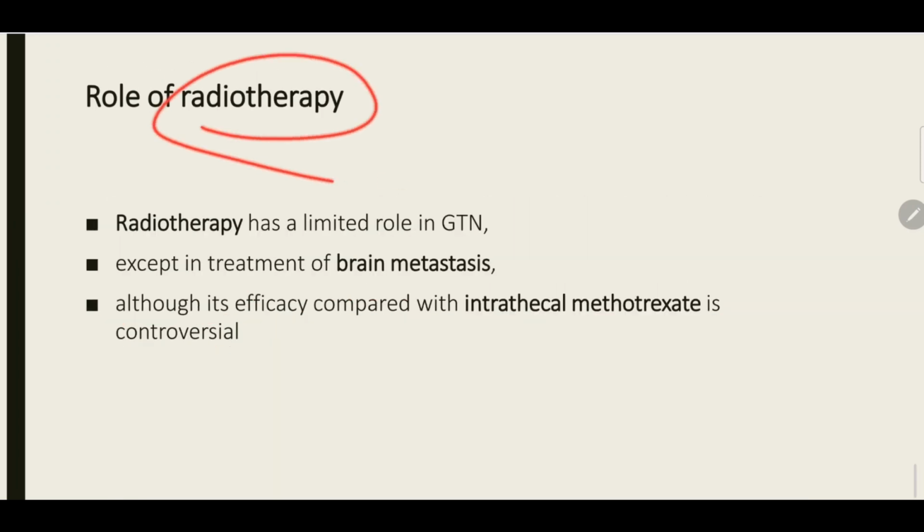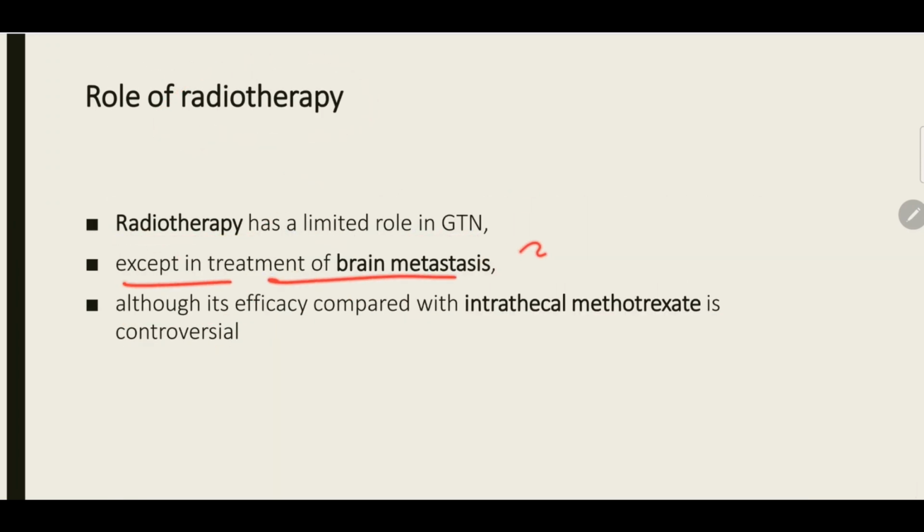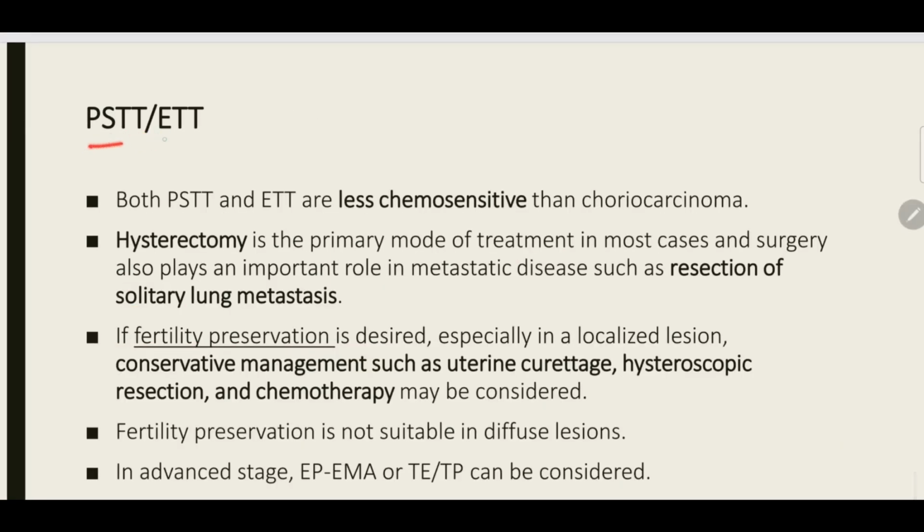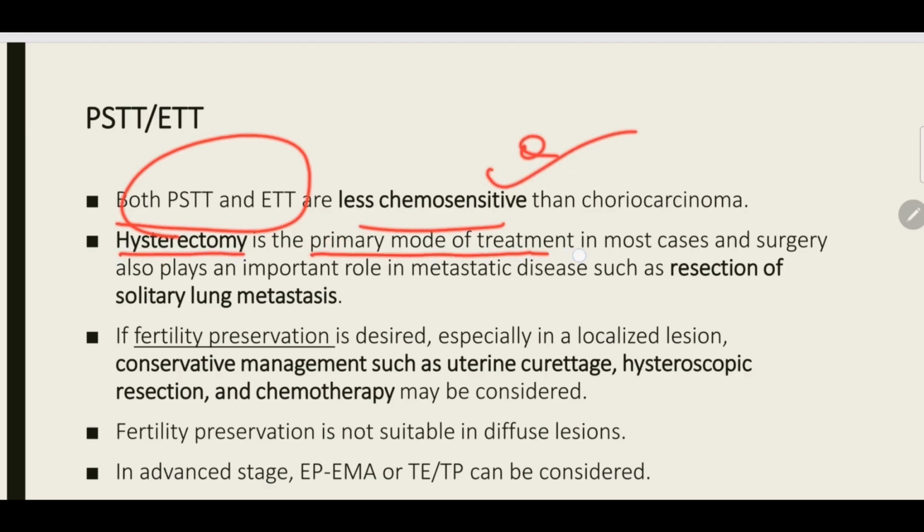Role of radiotherapy. Radiotherapy has a limited role in GTN, except in the treatment of brain metastasis, although its efficacy compared with intrathecal methotrexate is controversial. Placental site trophoblastic tumor or epithelioid trophoblastic tumor, both are less chemosensitive than choriocarcinoma. So hysterectomy is the primary mode of treatment in most cases, and surgery plays an important role in metastatic disease such as resection of solitary lung metastasis.